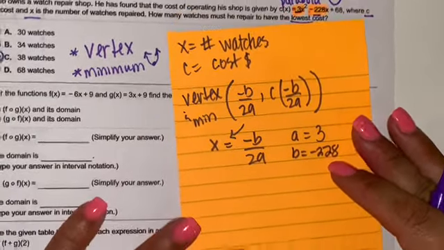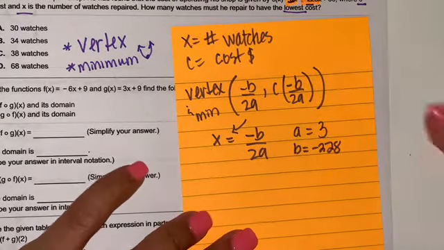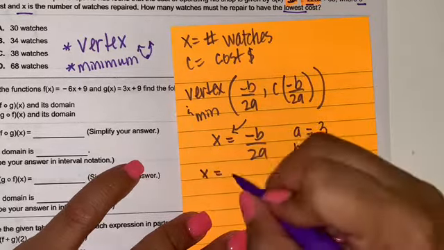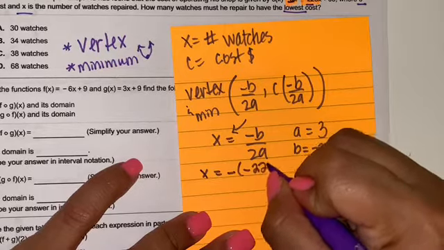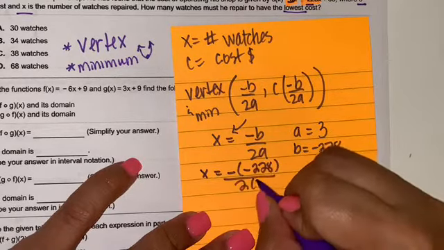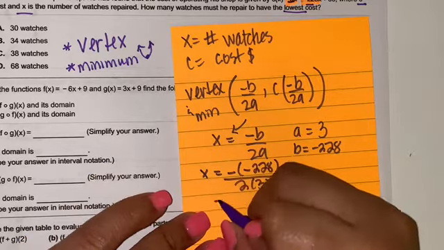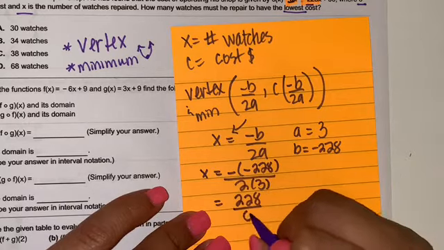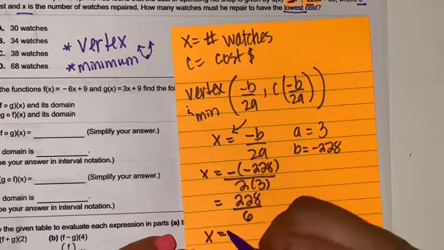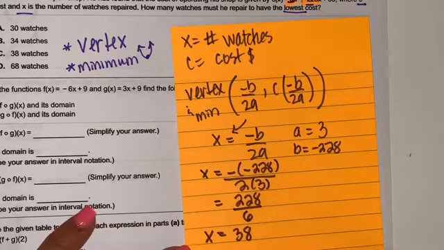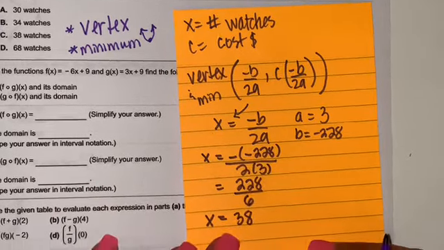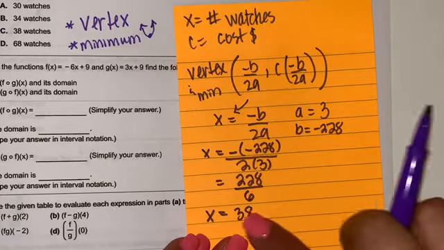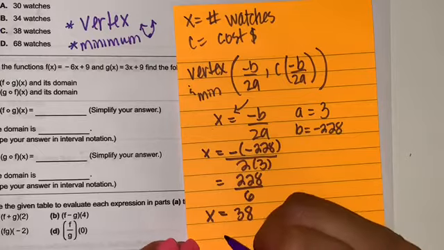Okay, so from here, we're just going to substitute. So x equals negative negative 228 over 2 times 3 equals 228 divided by 6. That equals 38. So with that 38, we know that that's going to be 38 watches, and then we're trying to find the cost.